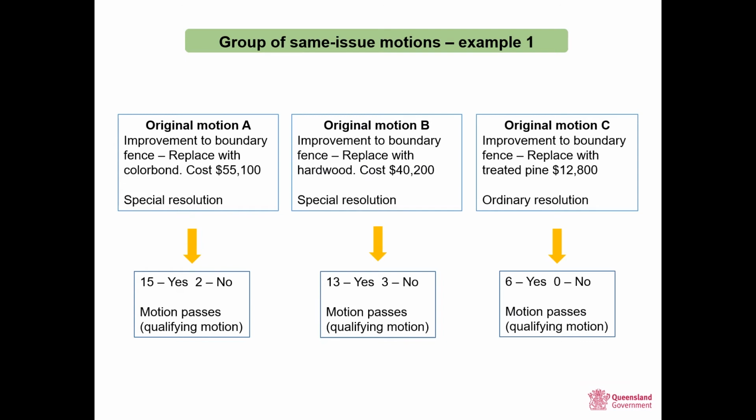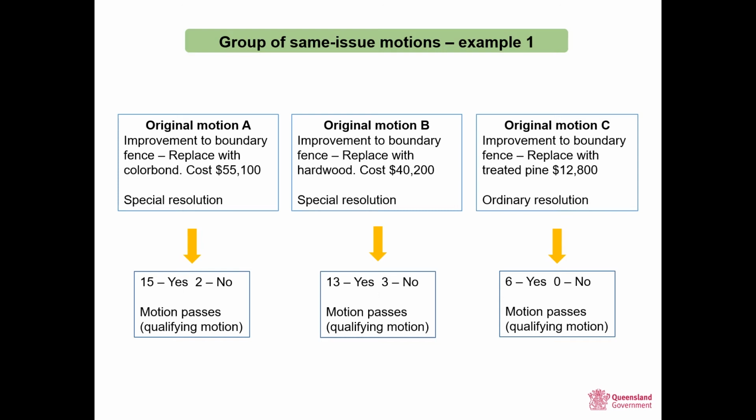Here is an example of deciding the outcome of a group of same issue motions regarding the replacement of a boundary fence in a scheme of 20 lots. This example is similar to the example provided in the new standard module. You can see the three original motions. Motion A is replacing the fence with a COLORBOND fence and requires a special resolution. Motion B is replacing the fence with a hardwood fence and also requires a special resolution. While motion C, replacing the fence with a treated pine fence, requires an ordinary resolution.